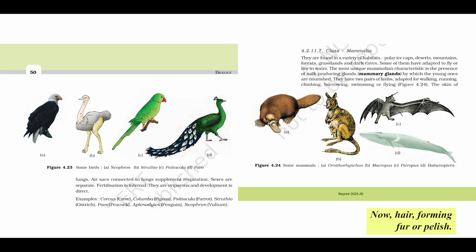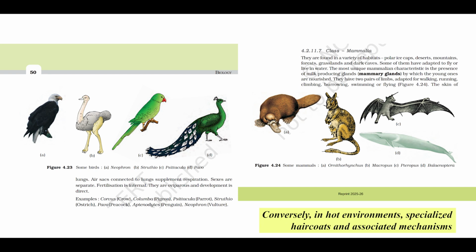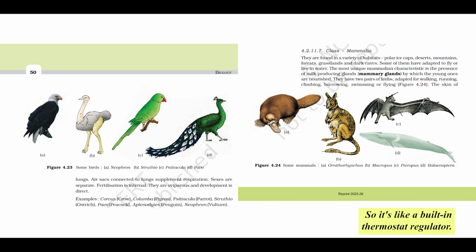What about hair? Now, hair, forming fur or pelage, its primary and most crucial adaptive advantage is in thermoregulation, enabling mammals to maintain their high, constant body temperature, homeothermy, efficiently. Hair traps a layer of air close to the skin, acting as an excellent insulator. This significantly reduces heat loss in cold environments, allowing mammals to survive and remain active in climates far too cold for most reptiles or amphibians. Conversely, in hot environments, specialized hair coats and associated mechanisms like sweating, enabled by skin glands, another mammalian feature, can help dissipate heat. So it's like a built-in thermostat regulator.